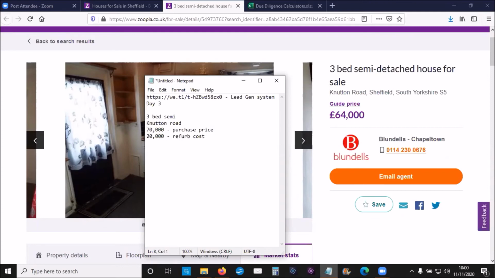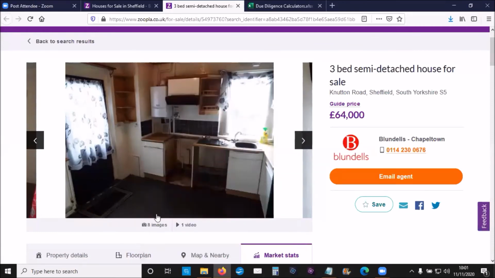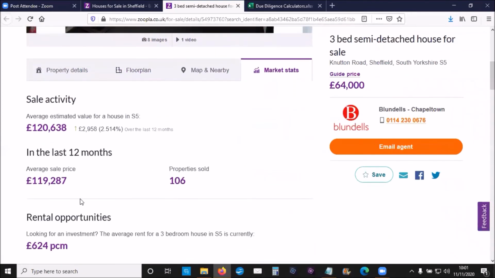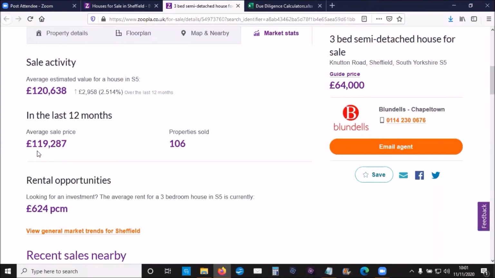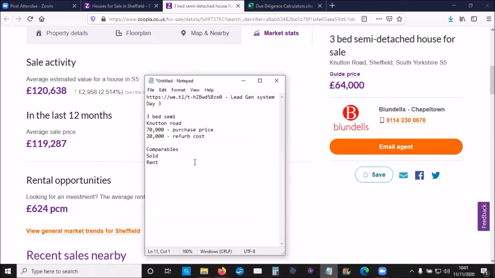refurb cost. We are going to find out what the comparables are in terms of sold house prices and rent. Okay, average sale price is 119. Okay, average estimated value is 120,000. I'm gonna say, look, you know what? There's still the pandemic around. I don't want to be overly hopeful and say that the comparables for this one is 120,000.